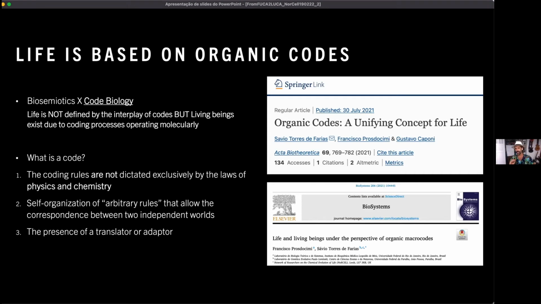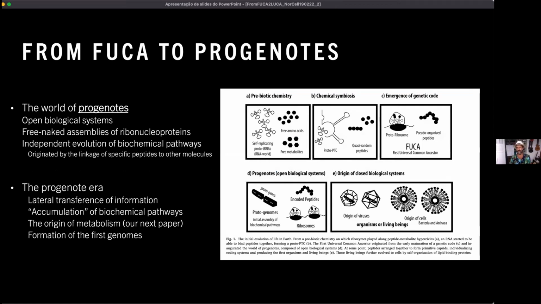But code biology is slightly different. It's not the interplay of codes that's actually relevant, but the origin of this code, and the fact that this code is a process that characterizes life, okay? Life exists through coding processes that operate molecularly, in the molecules. And what's a code? A code is something in which the coding rules are not dictated exclusively by the laws of physics and chemistry, okay? The code has something of randomness, and there are arbitrary rules that were self-organized to allow the correspondence between the world of RNAs, the world of nucleotides, and the world of amino acids, okay? So we would need the presence of a translator or an adapter. That's the ribosome, okay?